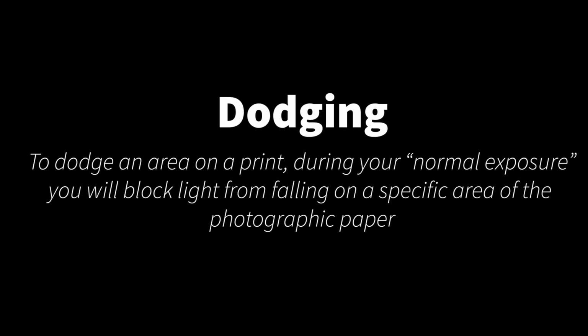Dodging is obviously the opposite. During your initial or normal exposure, you're going to block light from falling on certain parts of the print, thus making them lighter. So here's an example of what dodging could look like. Let's say your overall exposure time is 10 seconds for the print, but you just wanted this figure's head to be a little lighter. You could maybe do something like a 2 or 3 second dodge to just block that one area, in this case the figure's head, from getting light for about 2 or 3 seconds, thus lightening up only that little chunk.